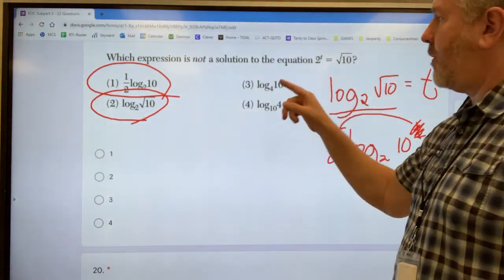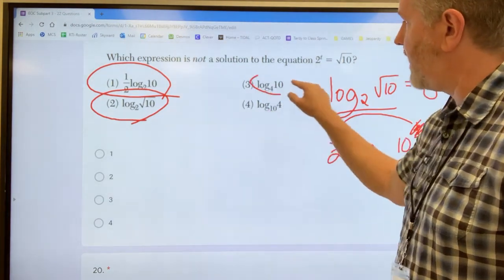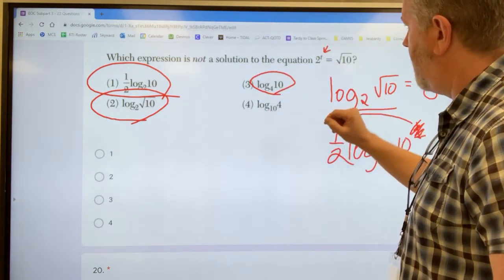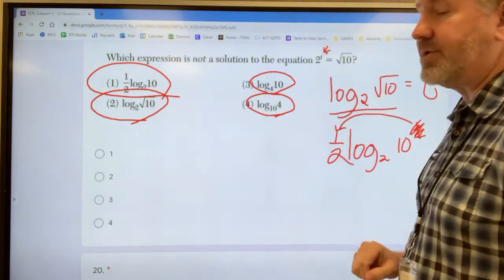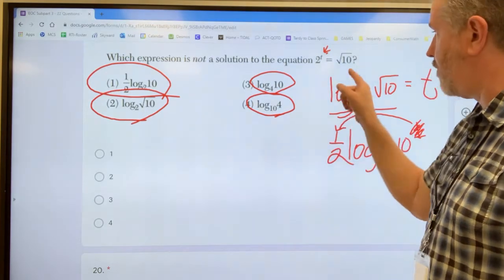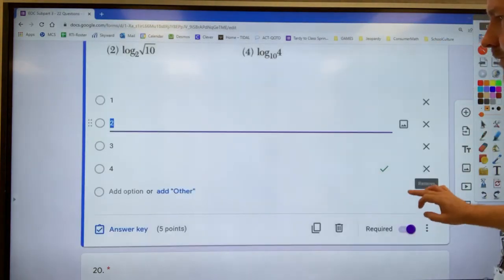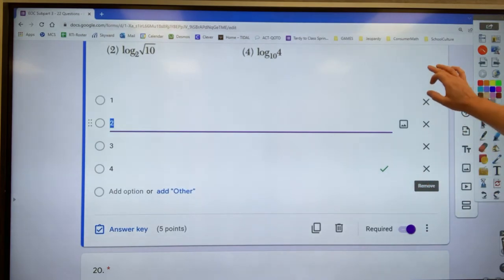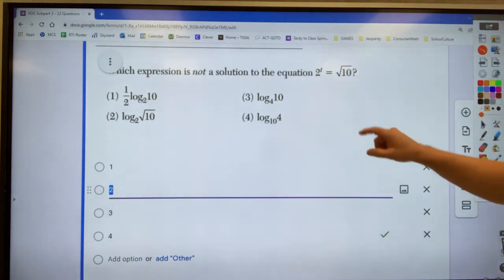And then I wasn't sure what to do with these two, to be honest. So what I did was I just plugged that in for t and plugged that in for t and solved and tried to find which one was equivalent to root 10. And the answer ended up being number 4 is the one that does not give you root 10 when you plug it in.